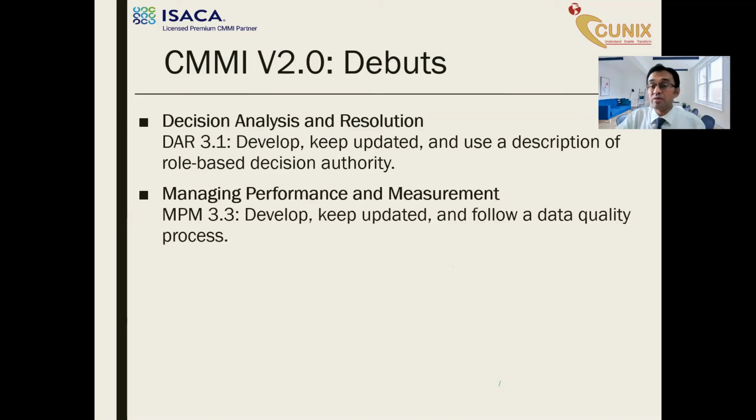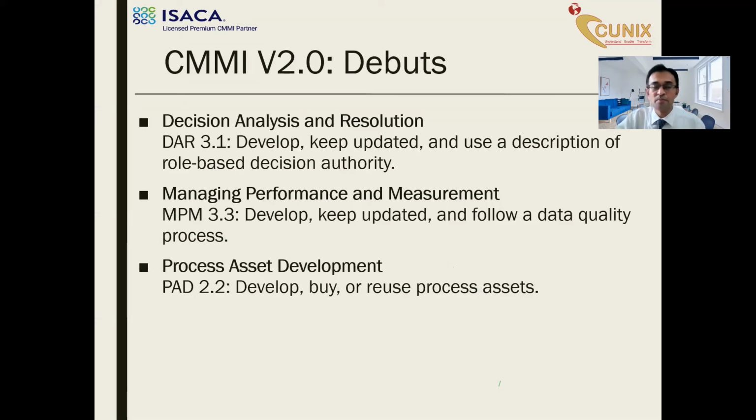In managing performance and measurement, which was your measurement and analysis, now it makes you have a data quality policy. It's not that you measure something, you put it in a graph, then you say there's a deviation, and then you do some action. No. Is your data accurate? Just because you have 100 data points does not mean your data is accurate. What is the quality of your data? Does it really signify the current situation, your current process performance? So now you need to have a data quality process, and indirectly that means you need to have a policy. Okay, that's one brilliant addition.